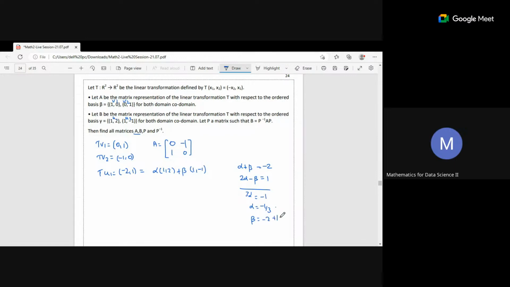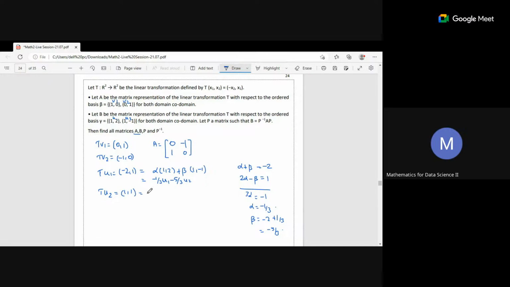Minus 2 plus 1 by 3, so minus 5 by 3, right? Yes. So you have minus 1 by 3 u1 and minus 5 by 3 u2. Okay. And what is T(u2)? 1 comma 1.